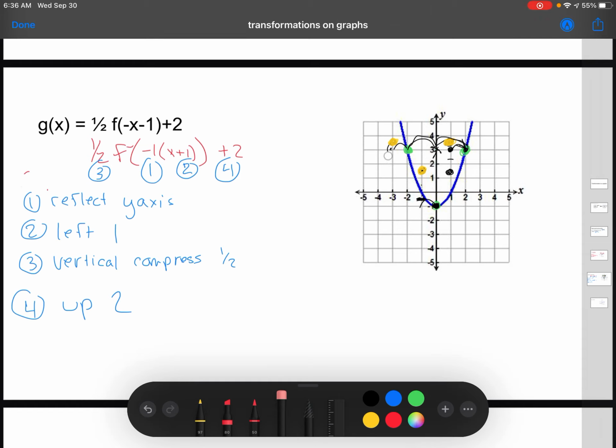Now that I'm done, I'm going to get rid of all the extra stuff and just leave those yellow final dots. Clean it up. Here is my final answer.